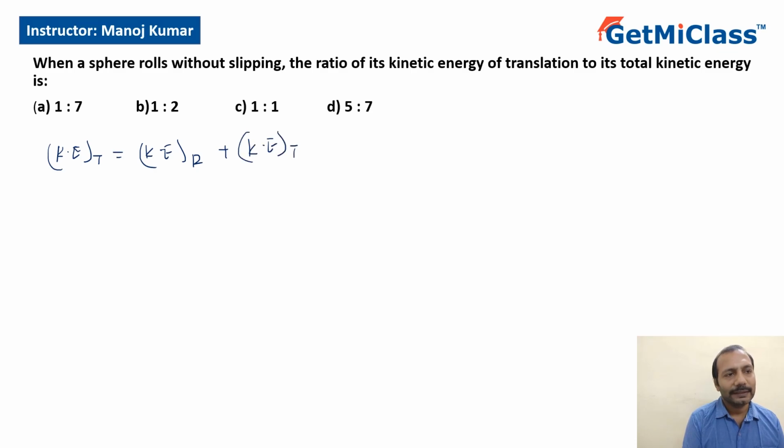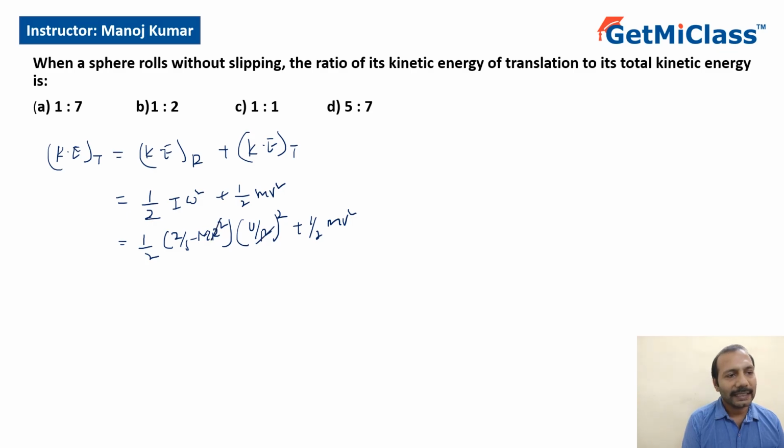So that can be written as kinetic energy due to rotation is half I omega square and kinetic energy of translation is half mv square. This we know. So that becomes half I, and I is how much for a sphere? 2 by 5 mr square. Now because it is under pure rolling, omega can be written as v by r, whole square, plus half mv square. So here r square can cancel, 2 can cancel.